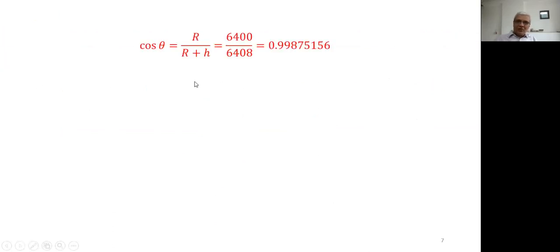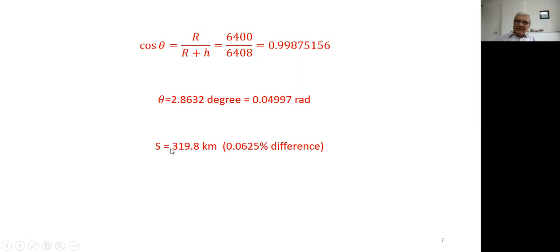If you take the exact value, you would have got cos theta as 0.99875. That would have given you theta as 2.863 degrees or 0.04997 radian. The distance is 319.8 kilometers. And if you realize, the difference is only 0.2 kilometer, that's 200 meters. In 300 kilometers, 200 meters is a very, very small value.